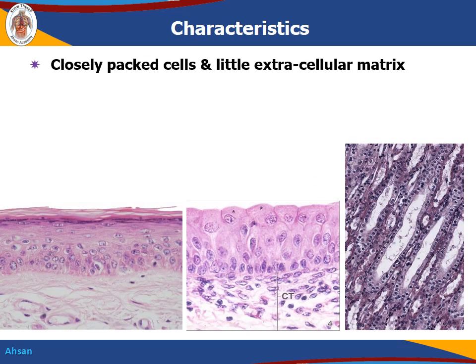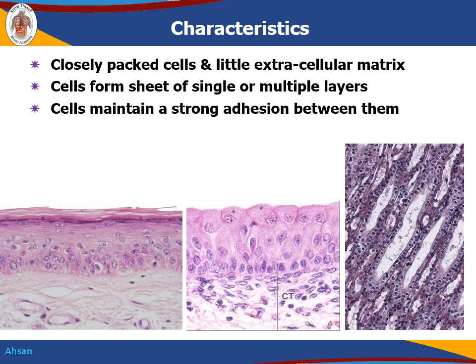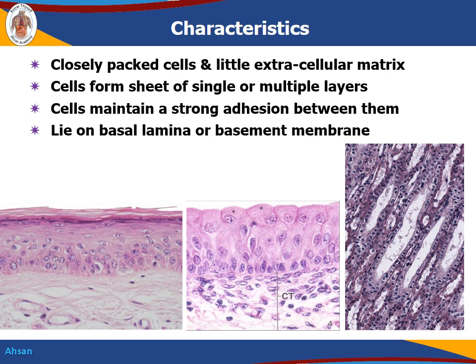So epithelial tissue, the basic characteristics are the closely packed cells and very little extracellular matrix. These cells form the sheet of a single layer or maybe in multiple layers. The adjacent cells are strongly adherent to each other by some glue substance or some specialized contact. The deeper cell lies on the basal lamella.